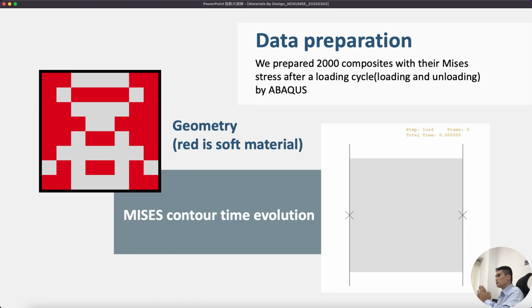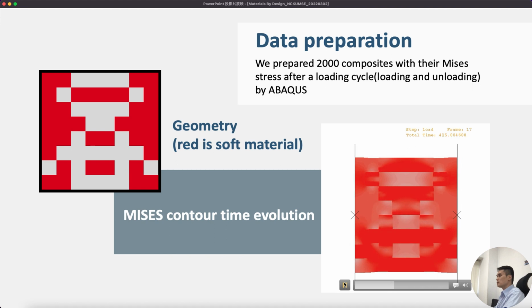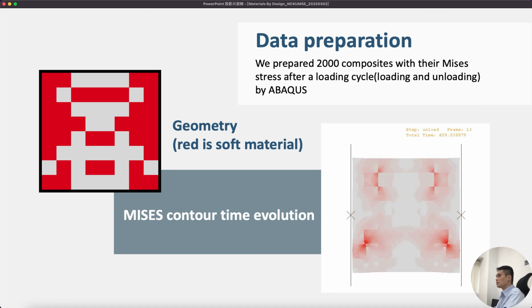Then we do data labeling. So we do a compression. Here is a compression. Okay, as you can see, and then we relax it. So we see there is a residual stress and residual strain here. There will be no stress, but there will be at least a residual strain here, as you can see.